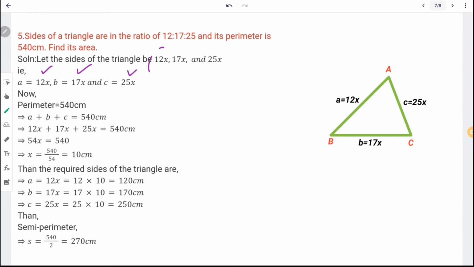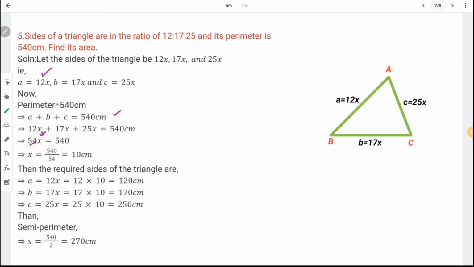So once again, remember, these are not the actual sides. We'll find the actual sides by using the perimeter. They've given us perimeter, 540. So AB plus BC plus AC gives us 540. All right, so perimeter simply means a plus b plus c, right? So equals 540. a we took to be 12x, b we took to be 17x, and c is 25x. Once we're done with it, just add all the three. 12x plus 17x plus 25x, we're going to get 54x.